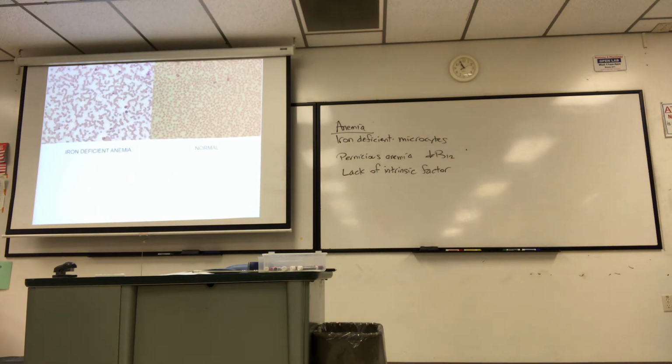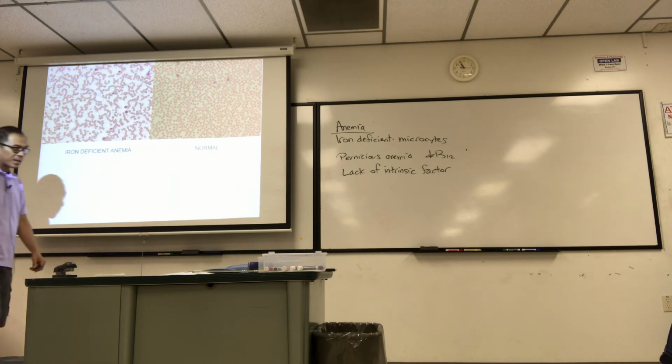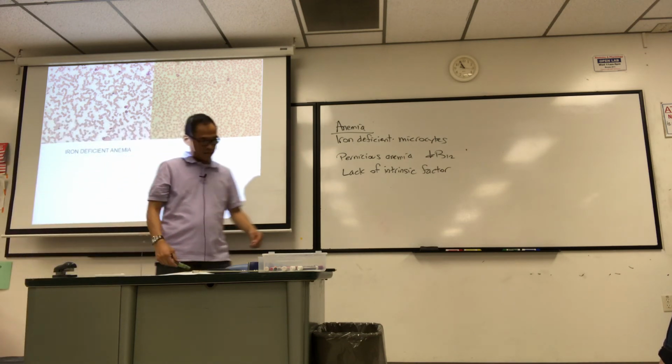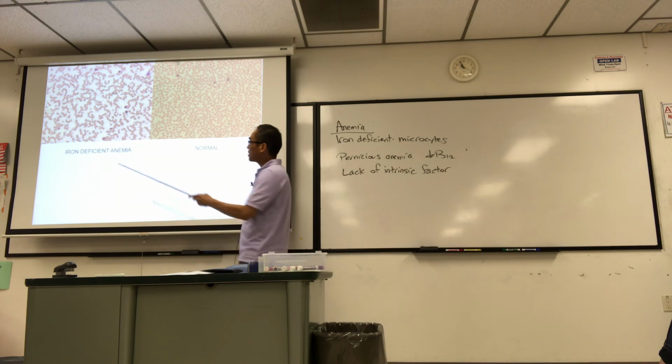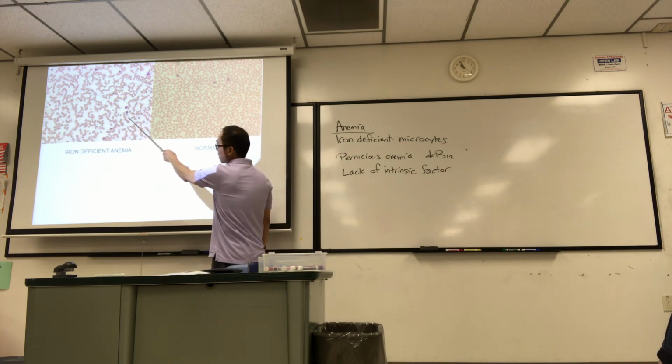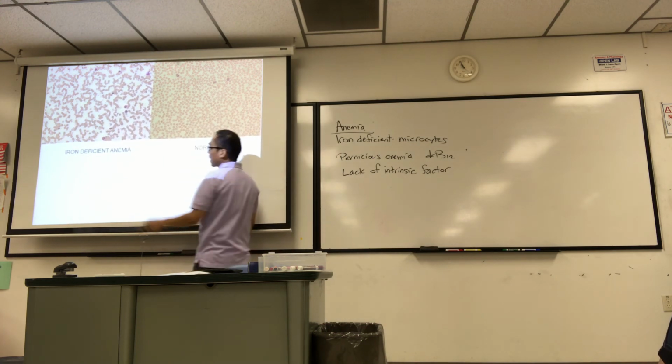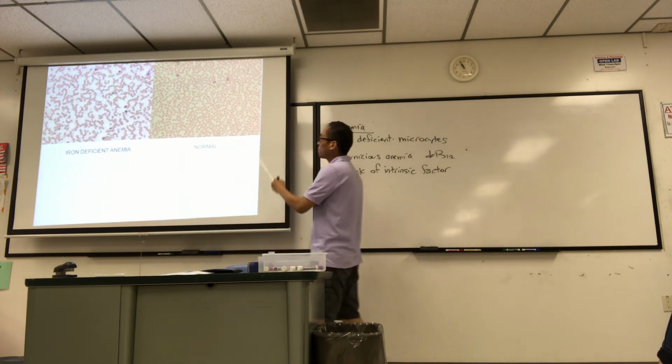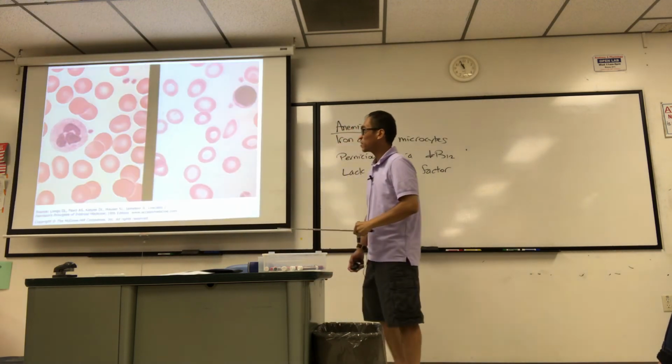I took a couple of pictures from our collection. In the iron deficient anemia, you see the clumping of the cells. And also, every once in a while, do you see a really light looking cell right there? Those are the microcytes. A normal blood smear looks like that. You can see the difference.